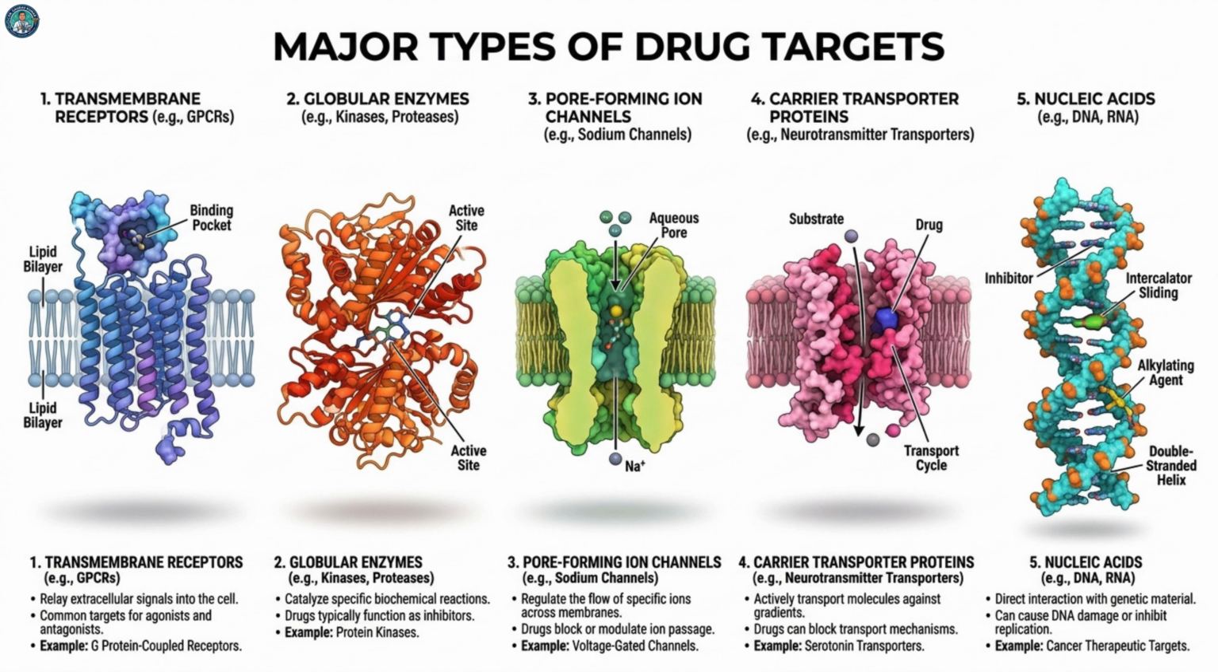Drug targets can be classified into several categories. The most common categories include receptors, enzymes, ion channels, transporters, and nucleic acids. Let us discuss each of these in greater detail.